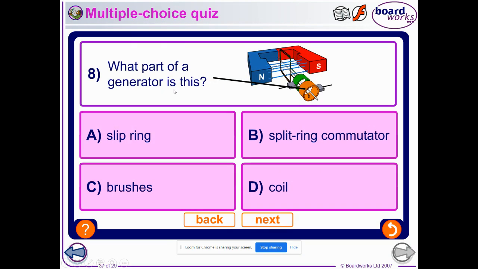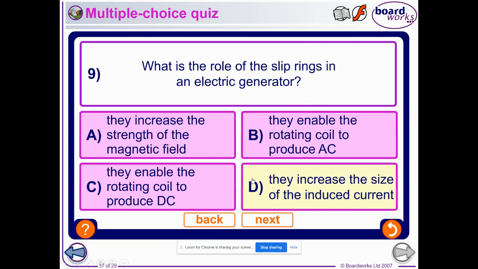Next, which part of a generator is this? The orange and the green one. This one belongs to the AC generator. They are called slip rings. Next, what is the role of the slip rings? The main purpose is to enable the rotating coil to produce alternating current. Take note, generator produces alternating current.